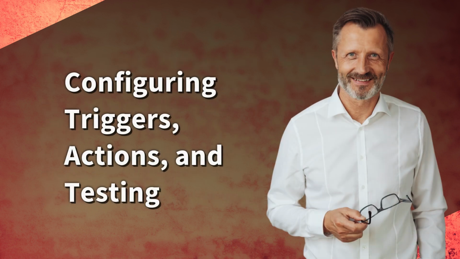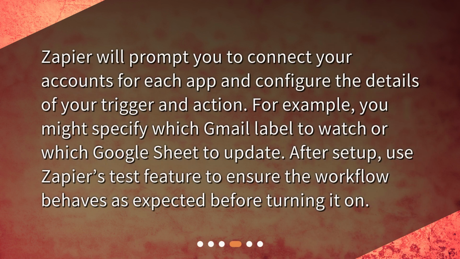Configuring triggers, actions, and testing. Zapier will prompt you to connect your accounts for each app and configure the details of your trigger and action. For example, you might specify which Gmail label to watch or which Google Sheet to update. After setup, use Zapier's test feature to ensure the workflow behaves as expected before turning it on.